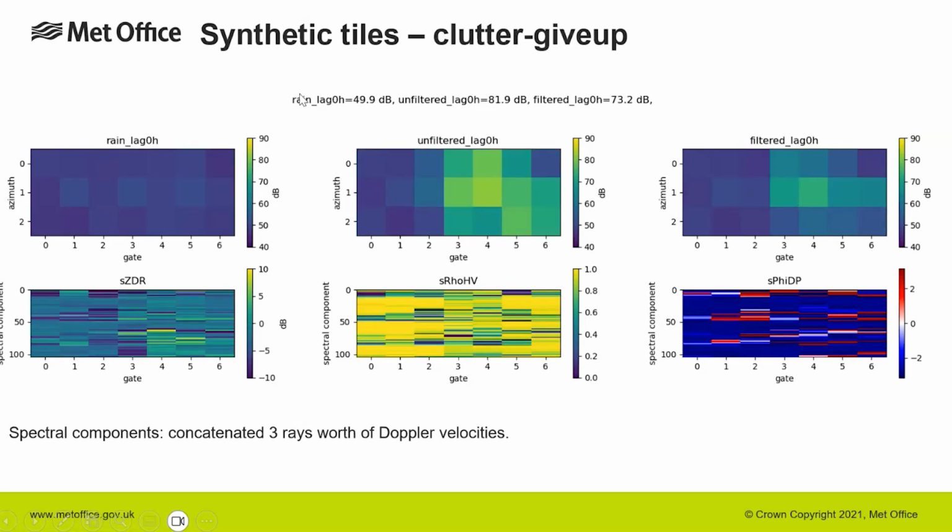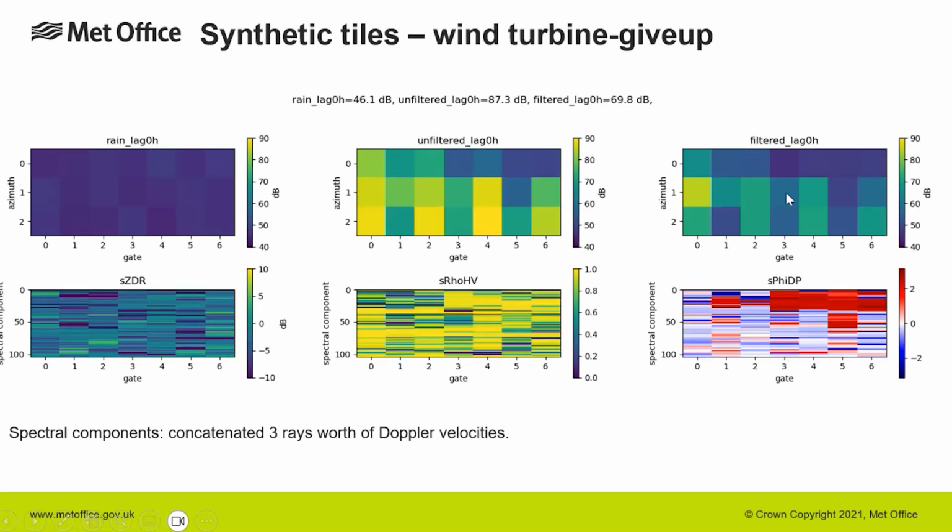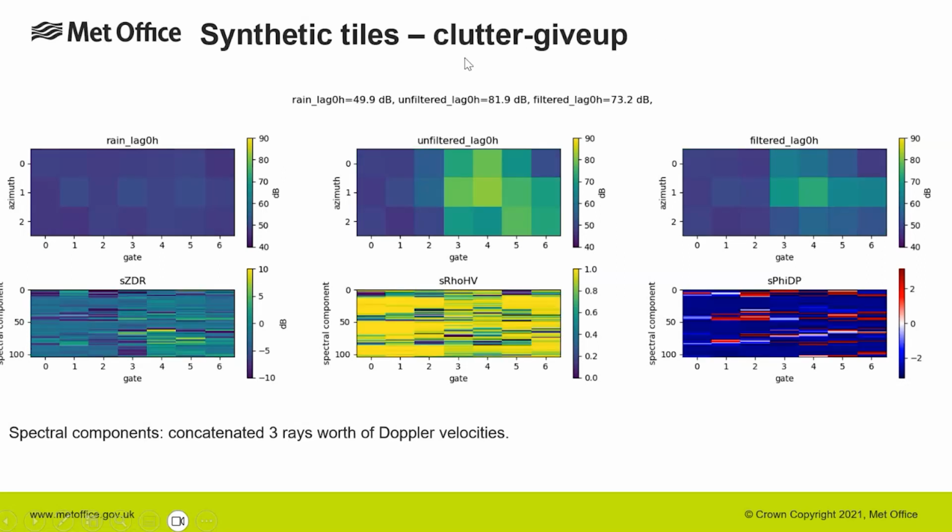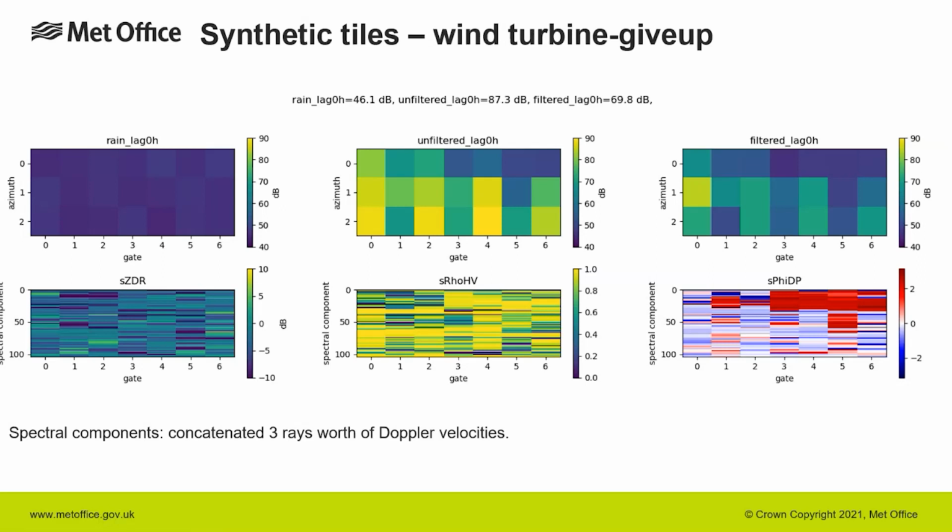In this case, the unfiltered version, the contaminated, is 81. The original was 49.9. And the filtering hasn't helped that much. It has worked a bit, but it's not enough. So we don't want to use this data. We're going to label it as give up, wind turbine clutter for this one, wind turbine for this one. Sorry, I accidentally clicked and it moved. Yeah, so that's the idea anyway.